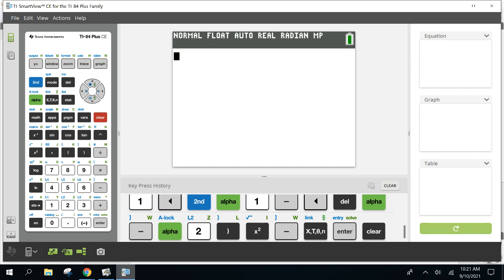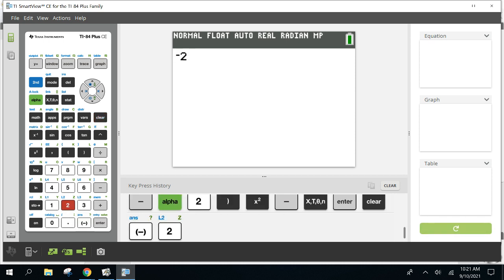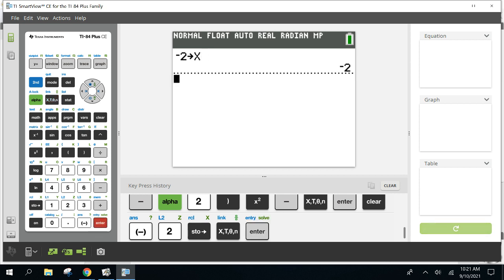Ready? Everyone hit -2. So we're telling the calculator, hey, take -2. Make sure you hit your negative button and not the subtraction one. Store it, STO, in for what variable? X. The X button's right up here. Store it in for the X variable. Enter, and the calculator will do that for you. Keep going. What other variable do I need to store in for? Y.